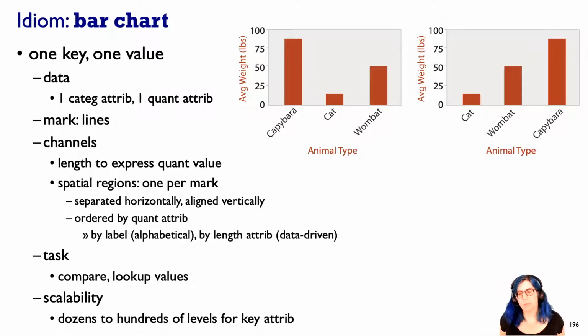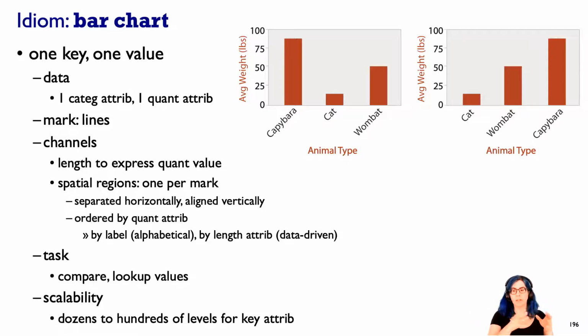So let's think about this idiom of a bar chart and do our systematic analysis on it. Well, what have we got? We've got one key and one value. So the data set we're showing here is we've got some attribute. In this case, it's categorical, although it could also be something ordered like time. And so we've got our categorical attribute.